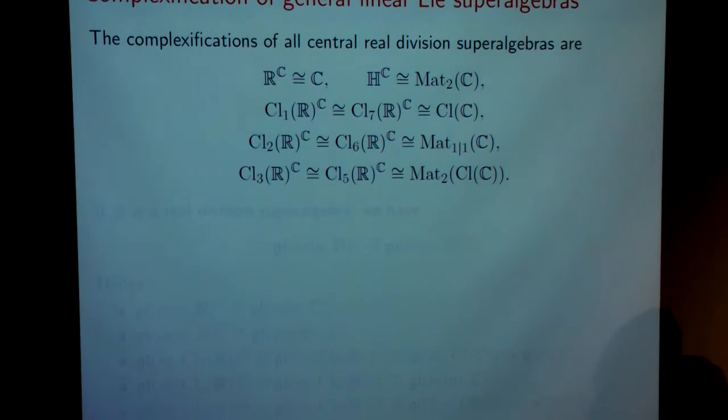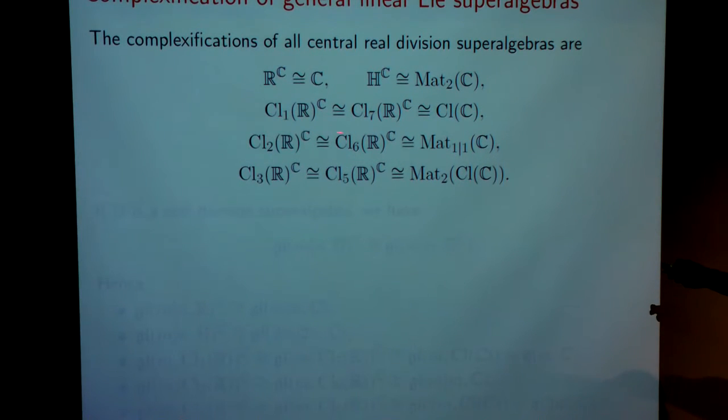Now, these are real forms of complex ones, because you can complexify. You can tensor over R with the complex numbers. And so what do you get? Well, it's enough to know what you get when you complexify these real division superalgebras. So obviously, if you complexify the real numbers, you get C. You complexify the quaternions, you get 2 by 2 matrices. And here's what you get when you complexify the other ones.